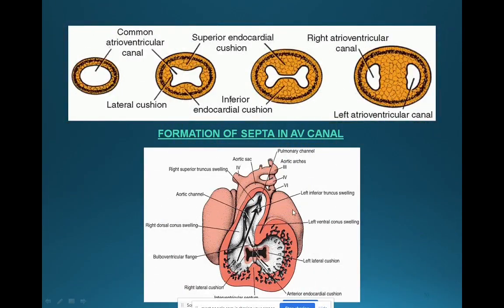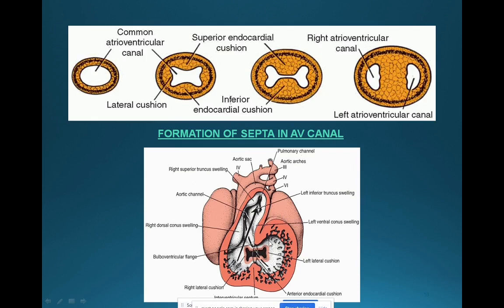So we have already dealt with the atria. Now let us deal with what happens with the ventricles. Initially, as I have told you and drawn earlier, this part of the heart tube will form the truncus arteriosus. And this part is the conus cordis. This is the proximal one third, this is the primitive ventricle, and these are the two atria.